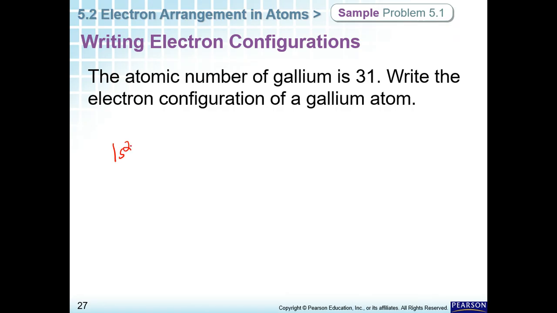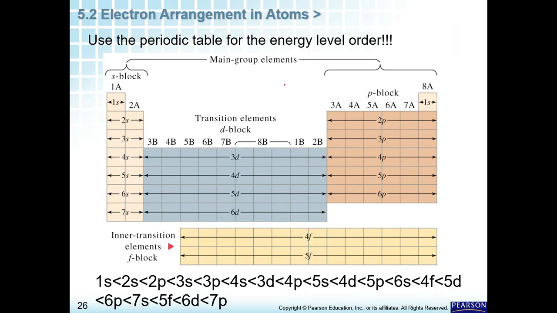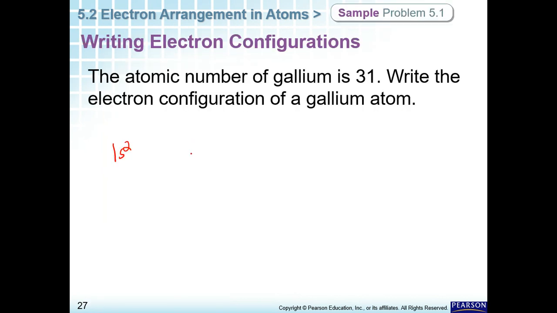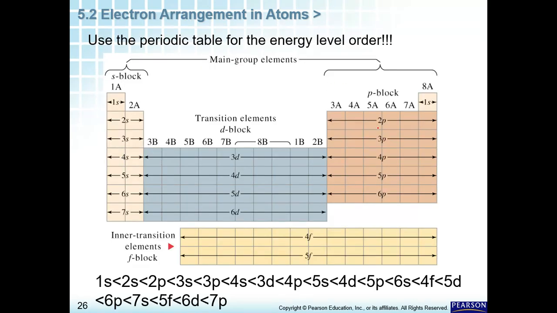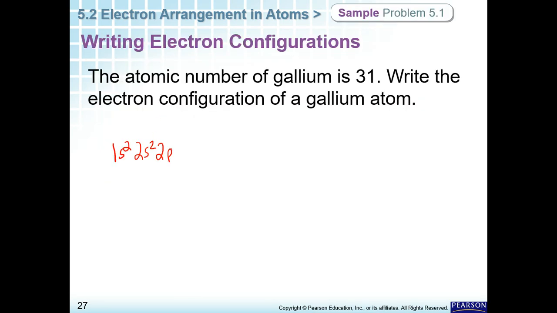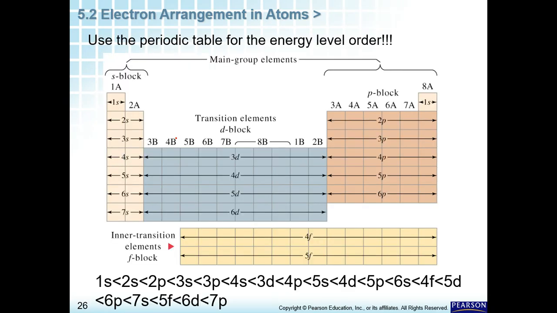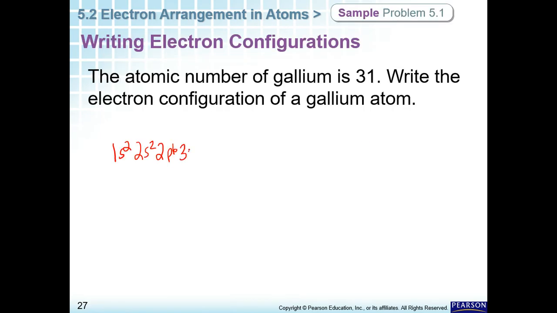The way we know it only holds 2 is that for 1s there are 2 boxes. After you fill the 1s, we have a 2s, and there are 2 boxes for it, so 2s2. After that, we have a 2p, and notice I have 6 boxes, so I can fit 6 electrons. So 2p6. After that, we have a 3s and then a 3p. So 3s, which can hold 2, and then a 3p, which can hold 6.